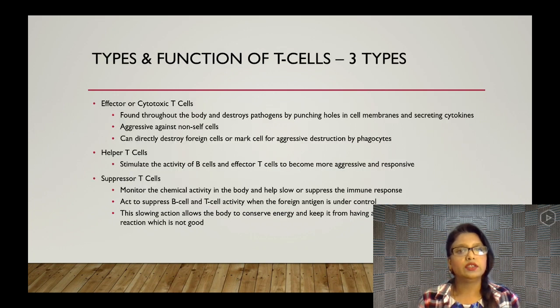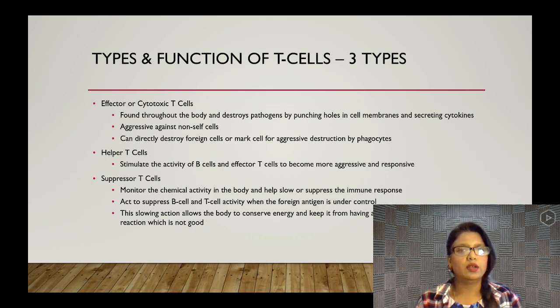Okay, types and function of T cells. Now T cells could be 3 types. There are cytotoxic T cells, helper T cells, and suppressor T cells. So T cells, what is the function of them? They are found throughout the body and destroy the pathogen by punching holes in the cellular membranes and secreting cytokines.